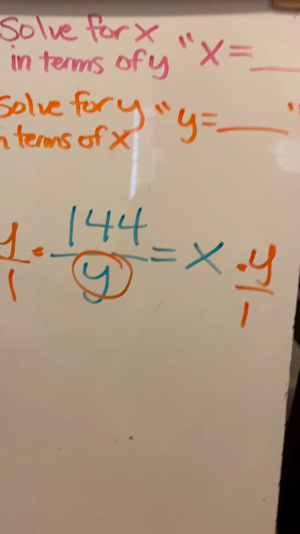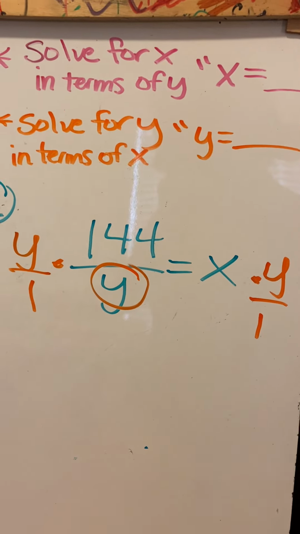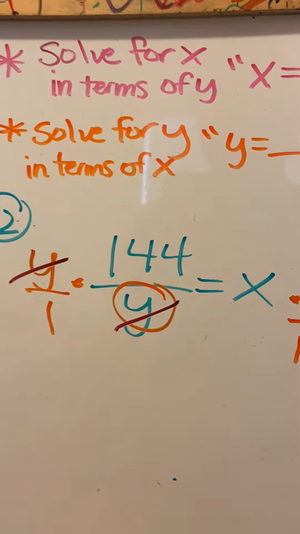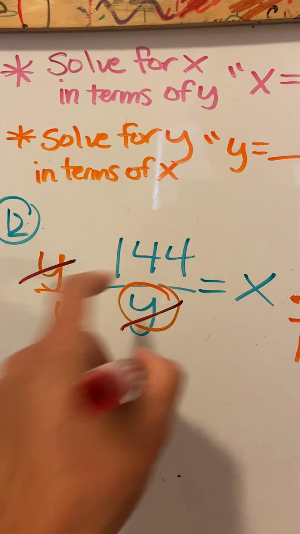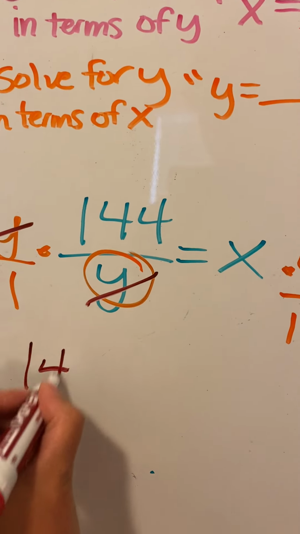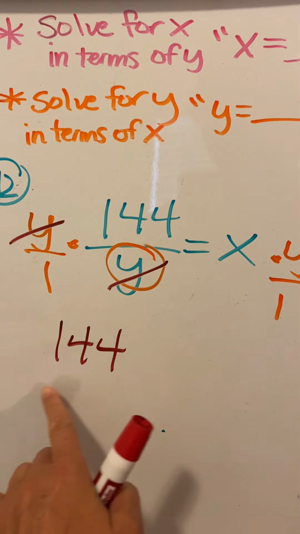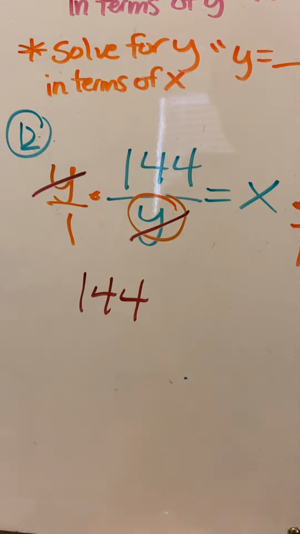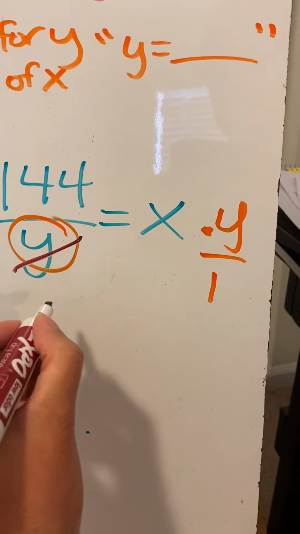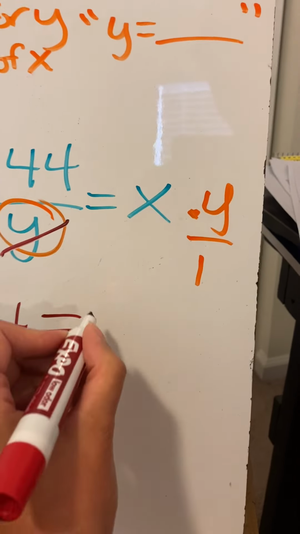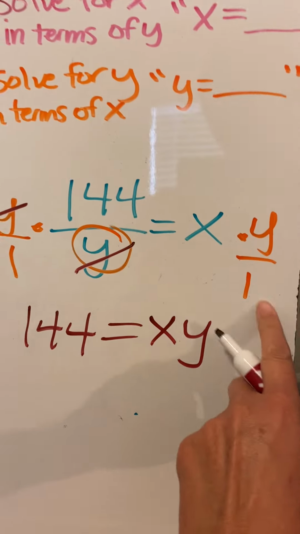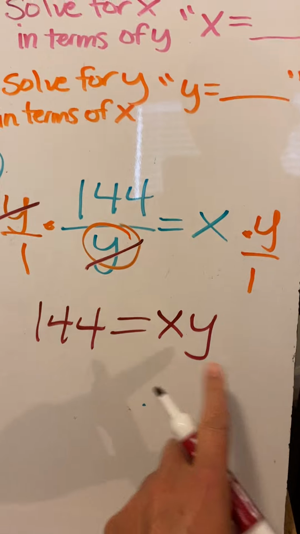And so now we're going to cancel out the y's because we can cross cancel them. And now we're left with 144. And we can drop the 1 because 144 over 1 is still 144. That's a whole number fraction. And that's going to equal x times y, excuse me. And we can get rid of the 1 here too. So now we have x times y.